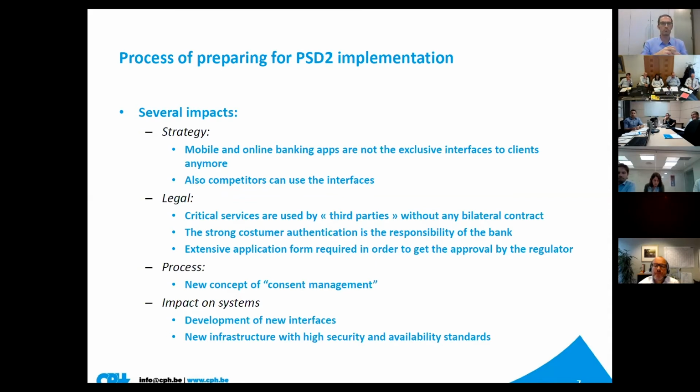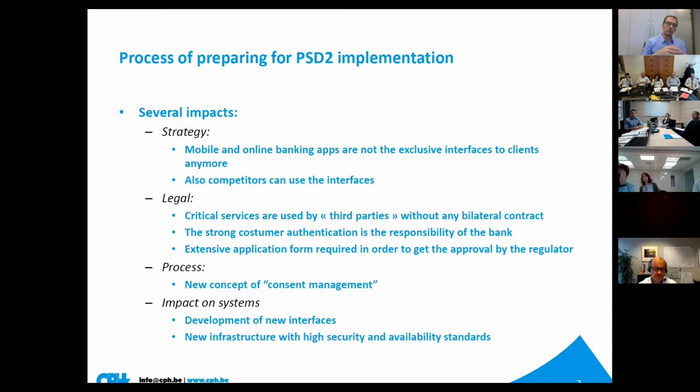And then, from a legal practical point of view, in order to get the license from the national competent authorities, we had to perform, or we still perform, it's not finished yet, we had to provide an extended application form with a lot of proof, but also measures that we should take in place in order to get the approval by the regulator to continue our services. So it was also a heavy process from that side.